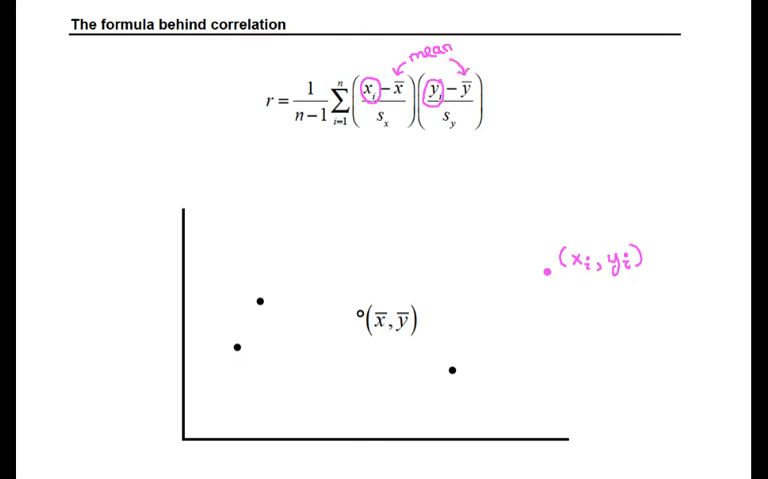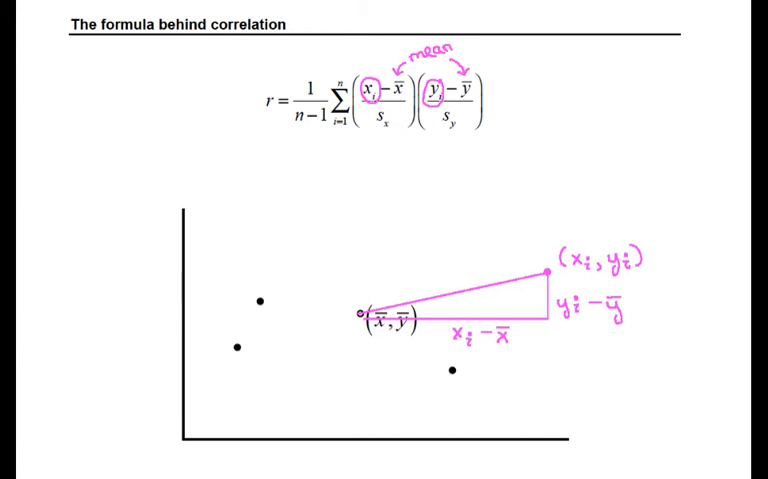So here's my point that isn't one of my data points, but it's just the mean of the x's and the mean of the y's. And then I can break this into two components. The horizontal distance is x sub i minus x bar. The vertical distance is y sub i minus y bar. And the formula here multiplies those two numbers together.